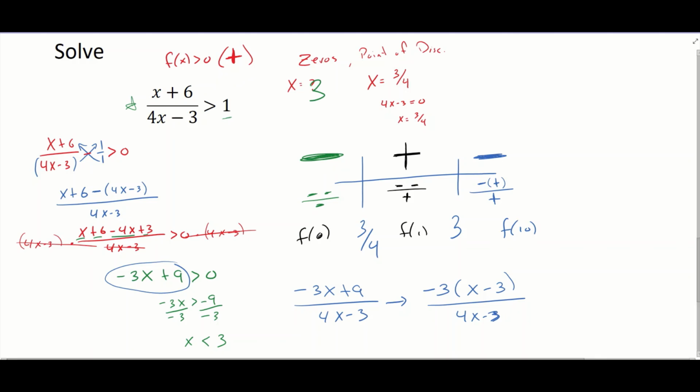And so now we can easily see what domain I want. That's going to be where it's positive, and that is between 3/4 and 3. So my solution is from 3/4 to 3, or we can write x between 3/4 and 3.